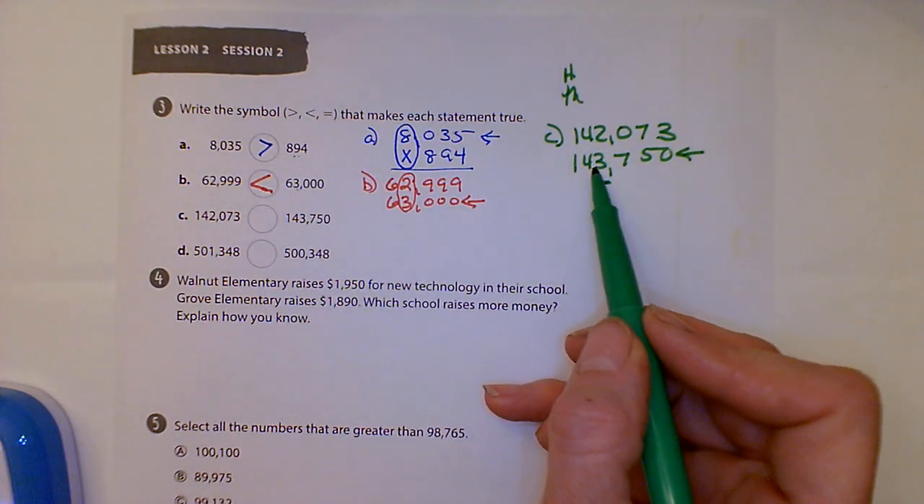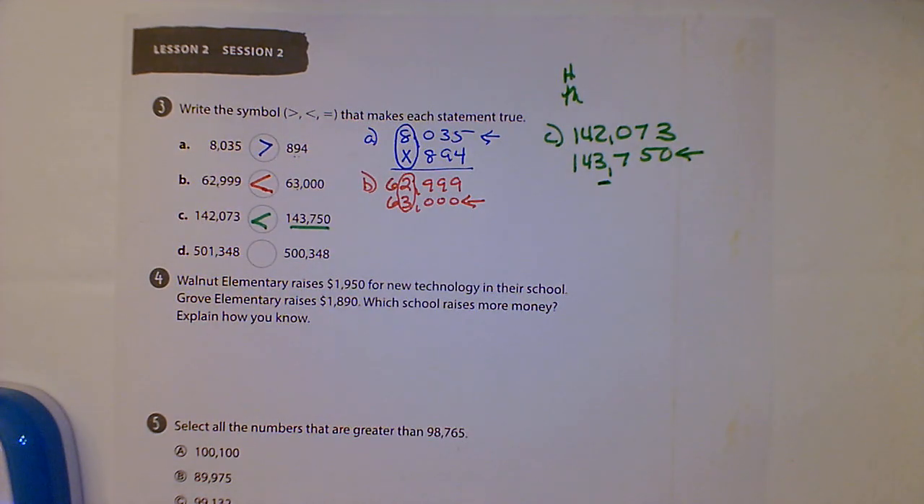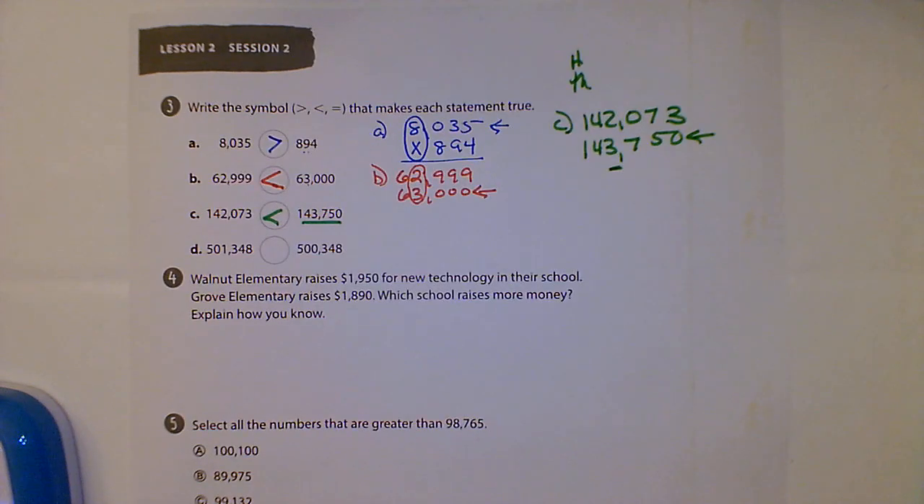Okay, so now 143,750 is right here, and that is the bigger number, so the alligator is going to eat that one. Oopsie. All right, next one.